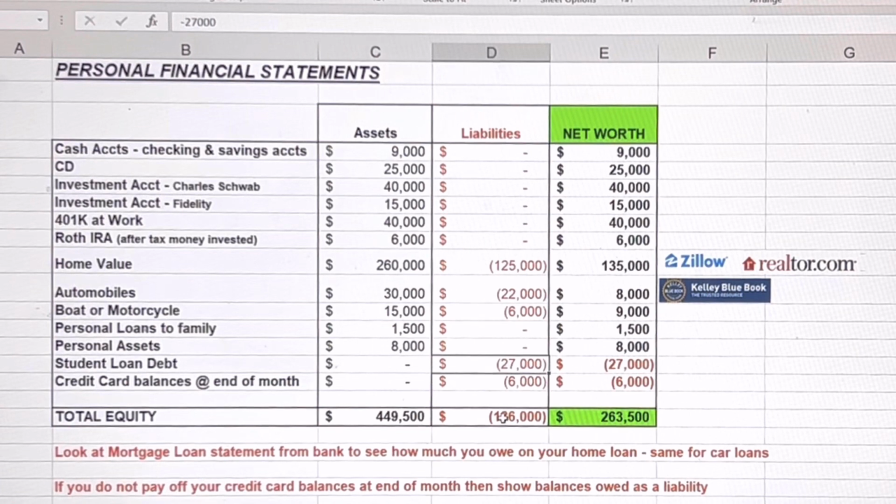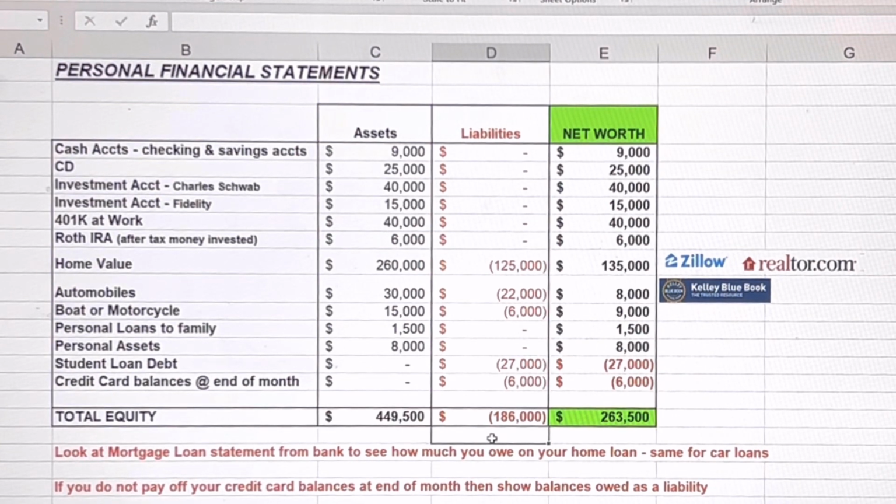If you have student loan debt, list that debt as well. In this case, $27,000 is the example. And then if you have credit cards and you're not paying those balances off at the end of every month, then you need to put down what your average balance is, or your outstanding balance at the end of that month, and that's your liabilities. If there are other things that you owe that I don't have listed here, you would list those.